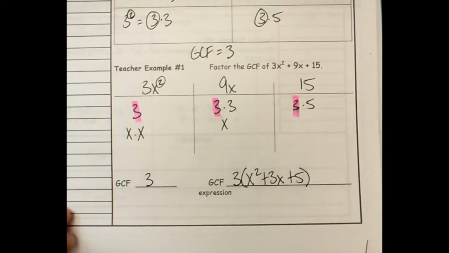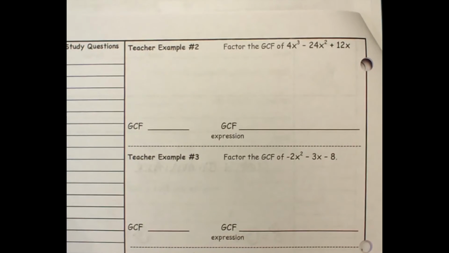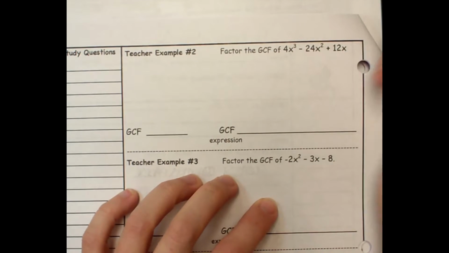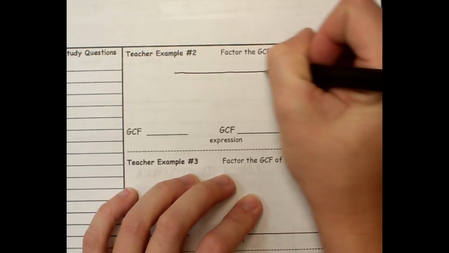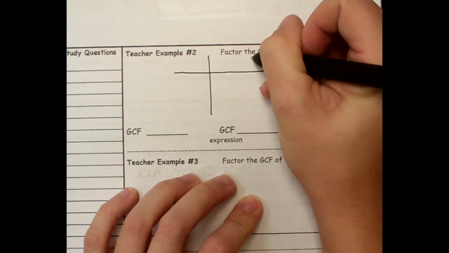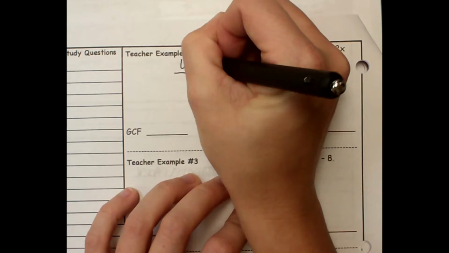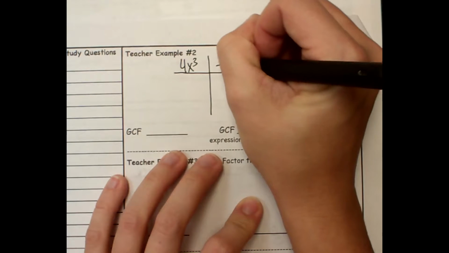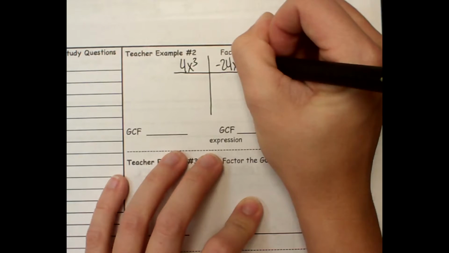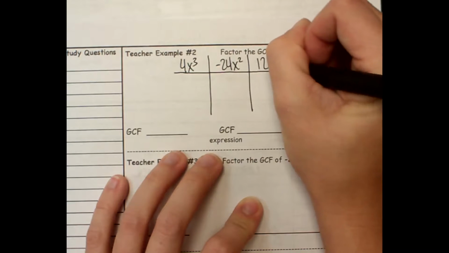All right, so let's turn to the back. We have a couple more examples we can do. Let's look at example 2. So factor the GCF of 4x cubed minus 24x squared plus 12x. So we have 3 terms, so draw a chart. We'll do 4x cubed minus 24x squared, and then we have 12x.